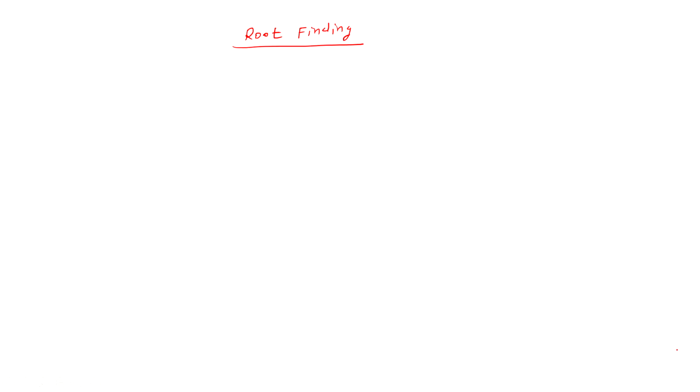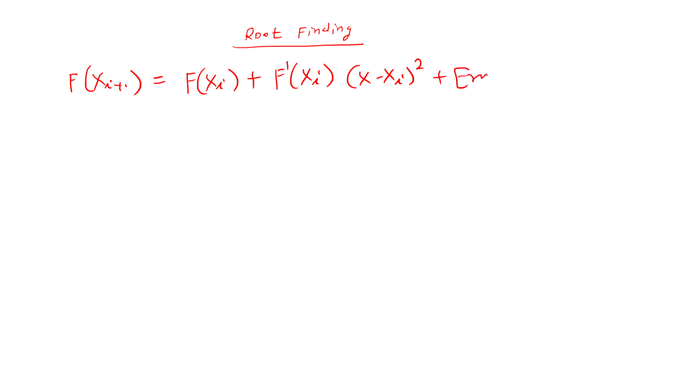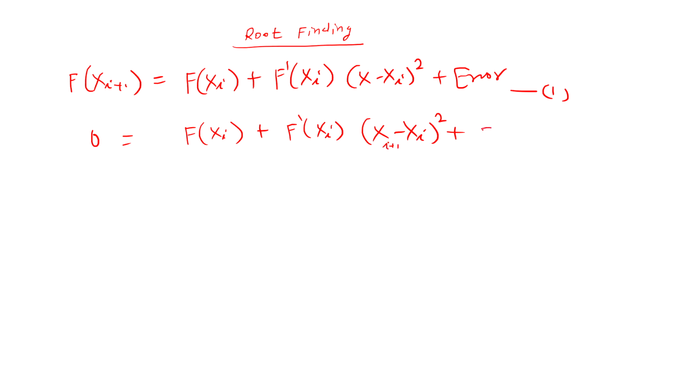So what are my two equations? My first equation is f of xi plus 1 equal to f of xi plus f prime xi times x minus xi, squared, plus error. This is my first equation. My second equation is 0 equal to f of xi plus f prime xi times x minus xi, to the power 2, with x being xi plus 1, plus error. This is giving me equation number 2.